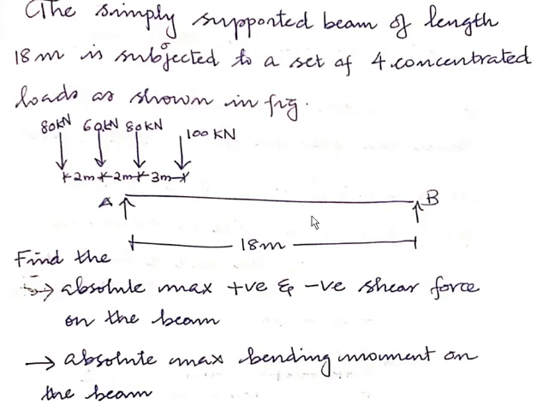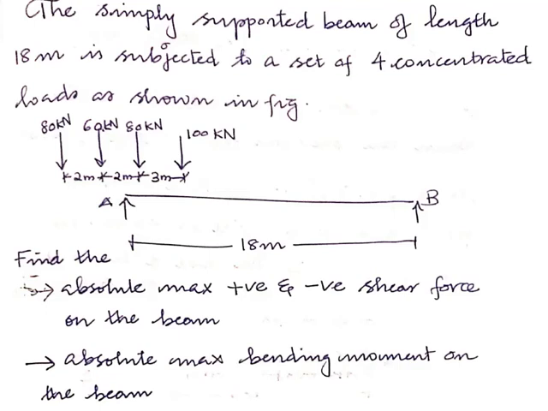So this is the simply supported beam AB. It is having a length 18 meter, and the train of concentrated loads as shown in the figure is moving on the beam AB. You can see there are 4 concentrated loads. The leading load W1 is 100 kilonewton, W2 is 80 kilonewton, W3 is 60 kilonewton, and W4 is 80 kilonewton. The distance between the first two loads is 3 meter. The second and the third load are 2 meters apart, and the third and the fourth load are 2 meters apart again.